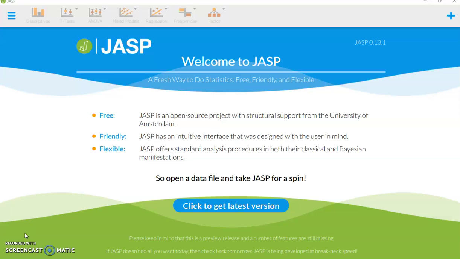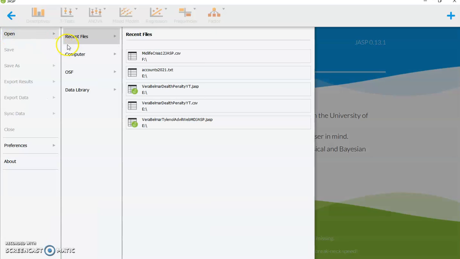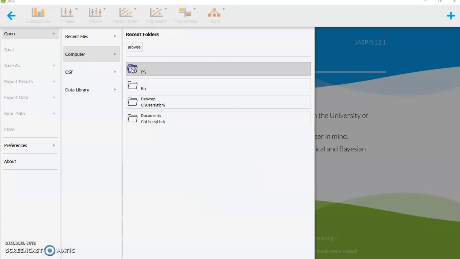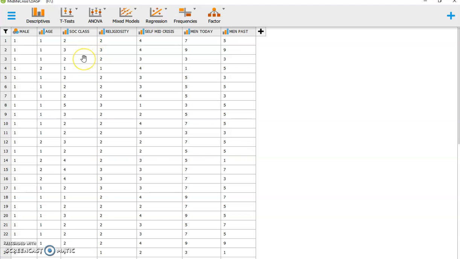Here we see a recent version of JASP, and we're going to open our data set, which is located on one of my flash drives. And it will look like this once I get it open. Notice that the individual variables, apart from sex of the subjects, are all measured on an ordinal scale.